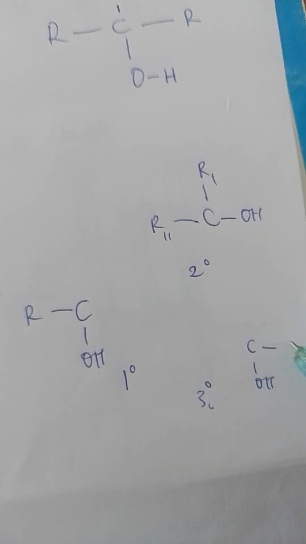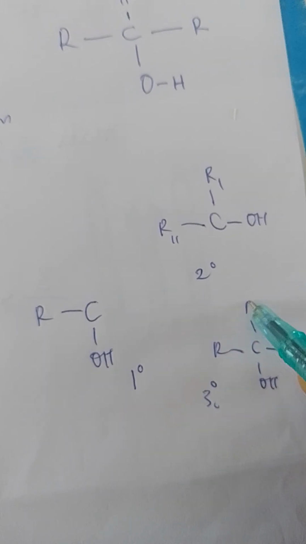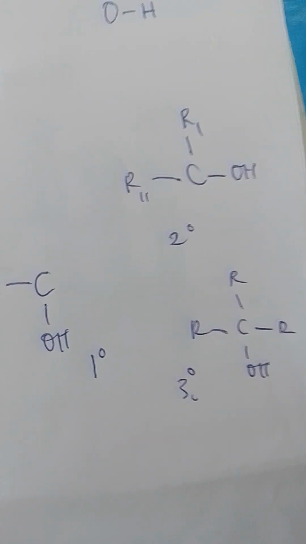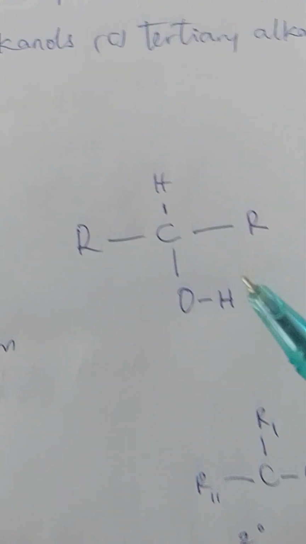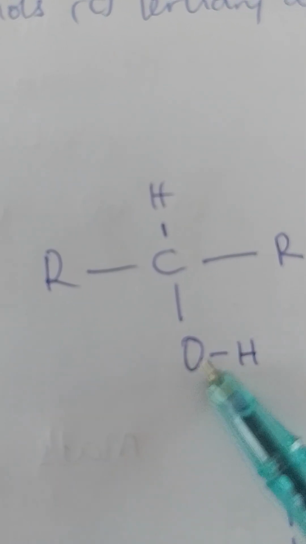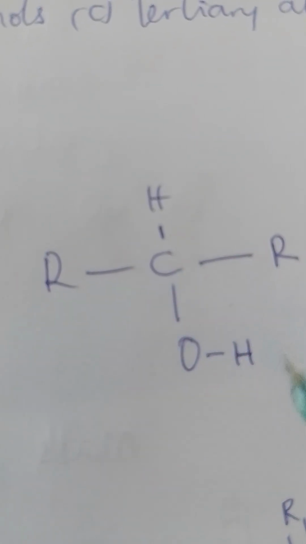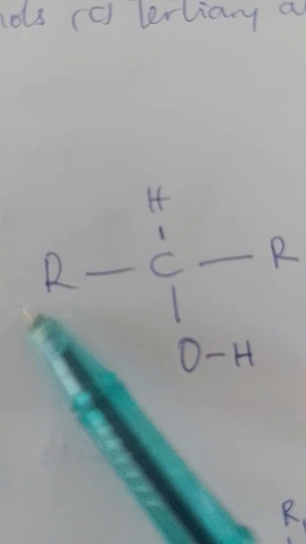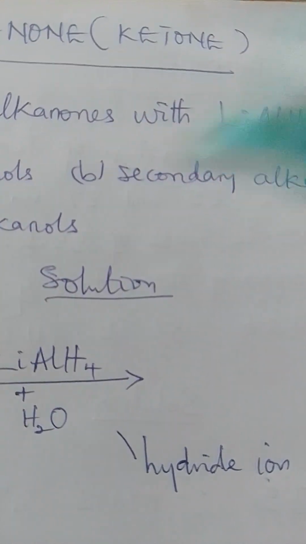And tertiary alkanol is when the carbon atom bearing the OH group has three different alkyl groups. So using this explanation, from what we have obtained here, what do you think will be the answer? This is the carbon atom bearing the OH group now, and how many alkyl groups are attached to the same carbon atom bearing the OH group? So that is 1 and 2. So the answer is what? Secondary alkanols. So that is the answer.